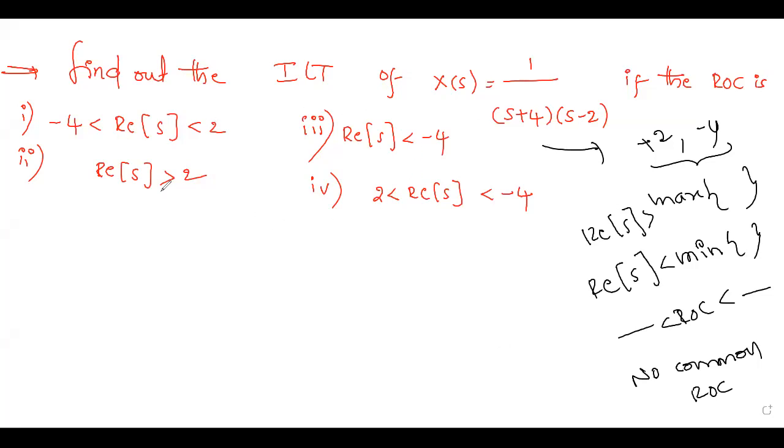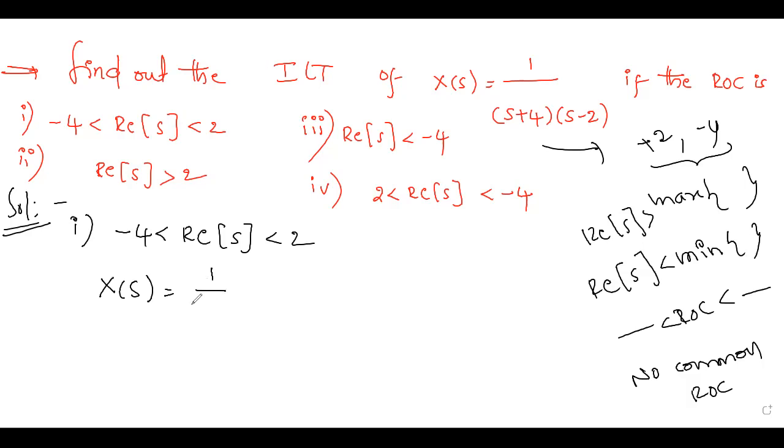Like this, if these are not given, you have to take all these possible four cases and write the statement for each possible case, whether the corresponding inverse Laplace transform exists or not. Okay. So let us continue with the first problem. First bit. What is the first one? Minus 4 less than real part of s less than 2.